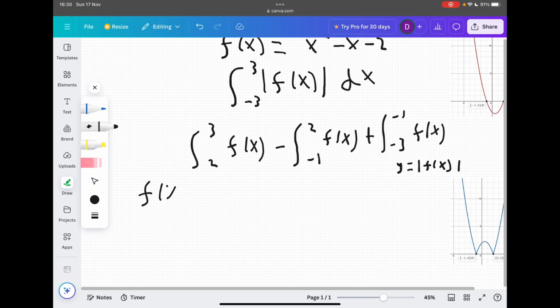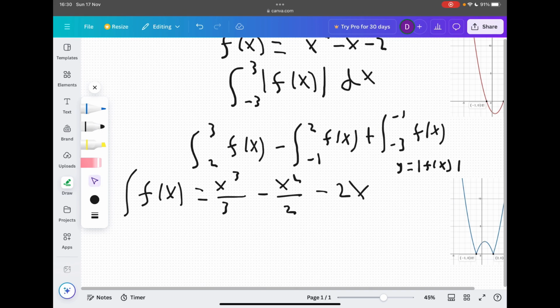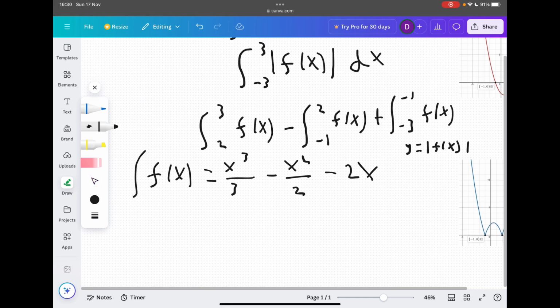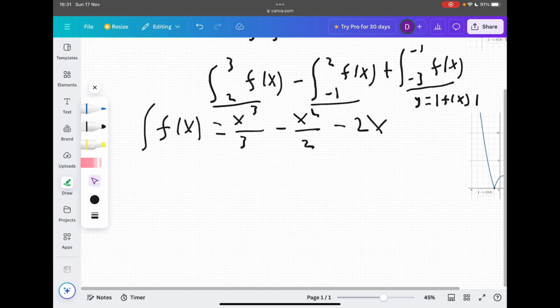So first of all, let's try and integrate f of x. That is nice and simple. If we integrate that, we will get x cubed over 3 minus x squared over 2 minus 2x. Okay, and then all we do from there is solve each one of these 3 things here. So you could just use your calculator for that, nice and simple.